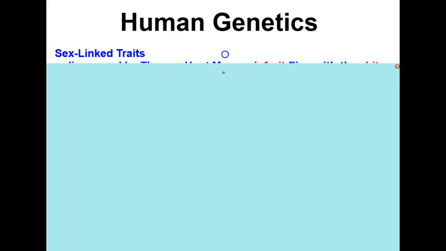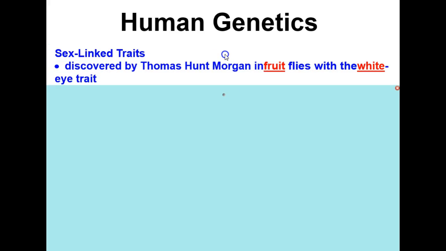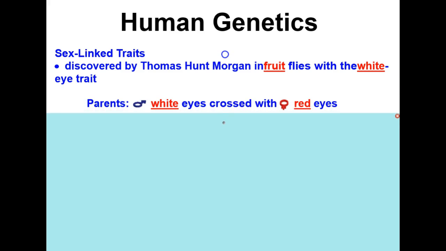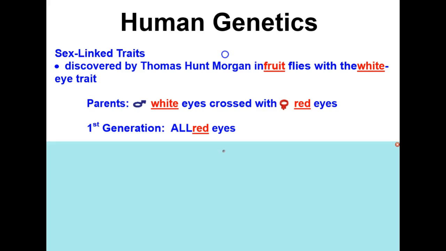All right, let's start with sex-linked traits. Sex-linked traits were discovered by Thomas Hunt Morgan in fruit flies with the white eye trait. What he noticed was that male white fruit flies, when they were crossed with females that had red eyes, the first generation all had red eyes. Well, this clearly indicates that white eyes must be the recessive trait.